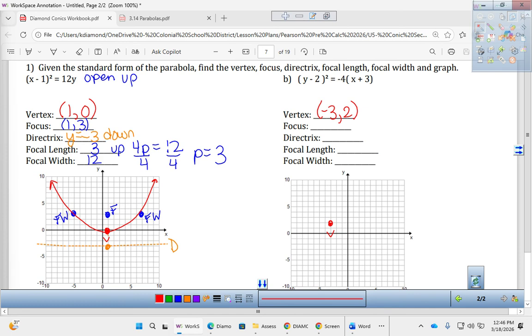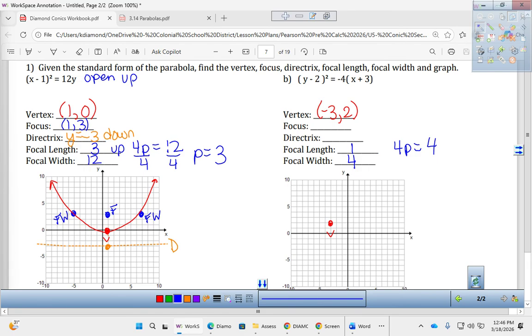Now I need to find what's called my focal length and focal width. My focal width is easy. It's just what is the coefficient. Now, a width doesn't make sense to be negative, so I'm just gonna call the focal width 4. And then I'm gonna solve the focal length by doing 4p equals that focal width value. If I divide by 4, I get that the p value is 1. So the focal length is 1. Again, it doesn't make sense for us to call a length negative, so I'm just gonna put a 1 there.